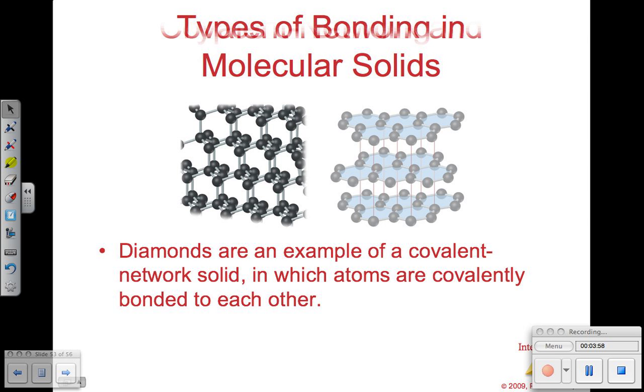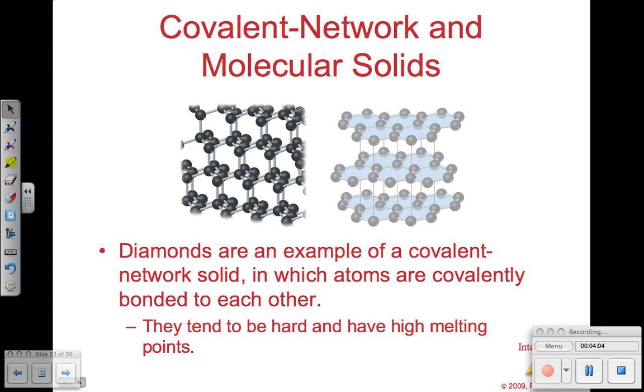Okay, let's talk a little more about covalent network substances. Here on the left we have an image of diamonds. Diamonds are an example of a covalent network solid in which the atoms are all covalently bonded to each other. That is why diamonds are very, very hard.